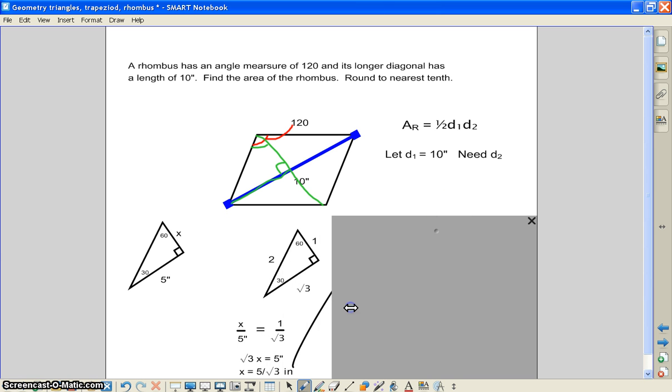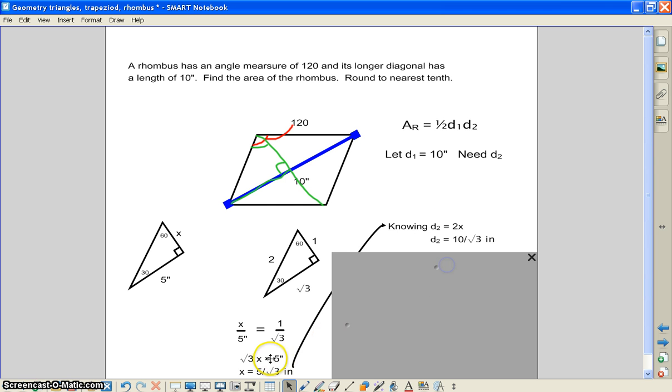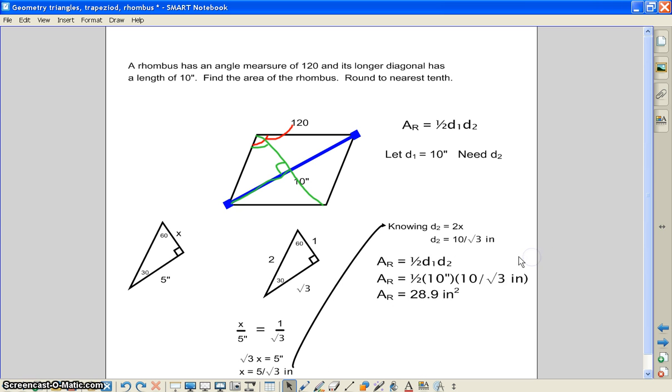Well, we have our standard 30, 60, 90, 2, 1, square root of 3. We know we can set up the ratios. X over 5 will be equal to 1 over square root of 3. Solving for x here, cross multiplying and dividing, we have x is equal to 5 divided by the square root of 3. We can now bring that up because we know x, this height right here is x. We know then that the diagonal, the second diagonal here, will be 2 times that, or 2 times 5 over square root of 3. Now again, once you have diagonal 1 and diagonal 2, it is simply plug and chug time.